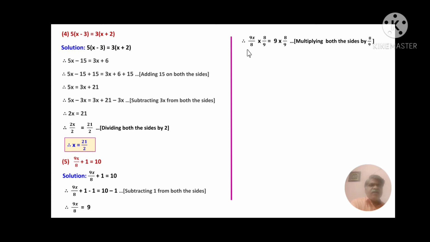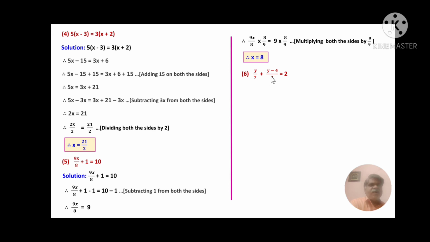So here we will get 8 and 9 cancelled from the left hand side, and on the right hand side 9 cancels, and what is left on the left side is x, and on the right side it is 8. Therefore x is equal to 8 is the solution of the given equation. Now let us continue with problem number 6.